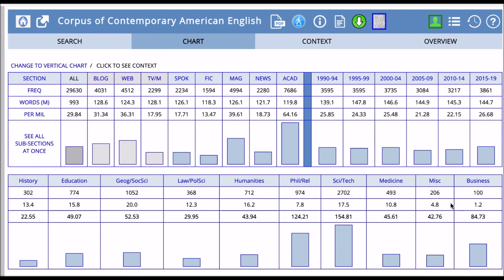I encourage you to use COCA. It has a lot of potential and a lot of power. Your students can interact directly with the interface, or you can use COCA to help inform your own teaching materials that you make.